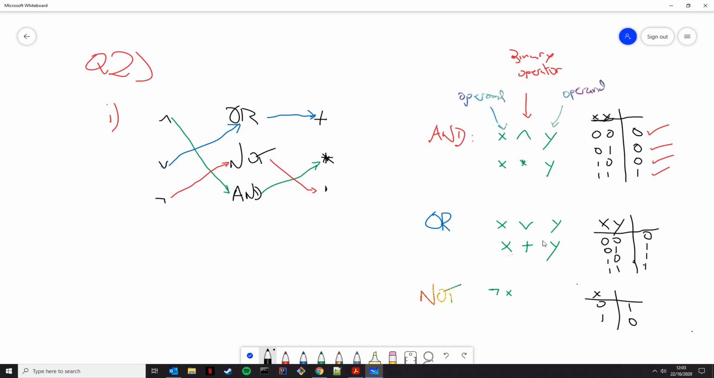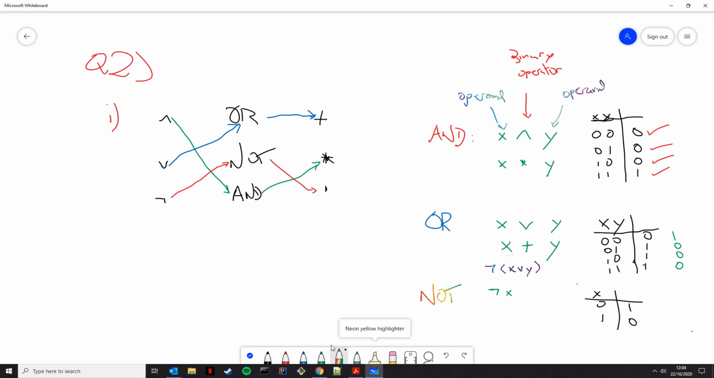You could just as easily do not or, which would just be the opposite of or. So it would be 1, 0, 0, 0. That would be represented by not, bracket, x or y. Note the bracket around it, that makes it a unary operator. You take it all as 1. And you can also do not of and, which would be 1, 1, 1, 0.